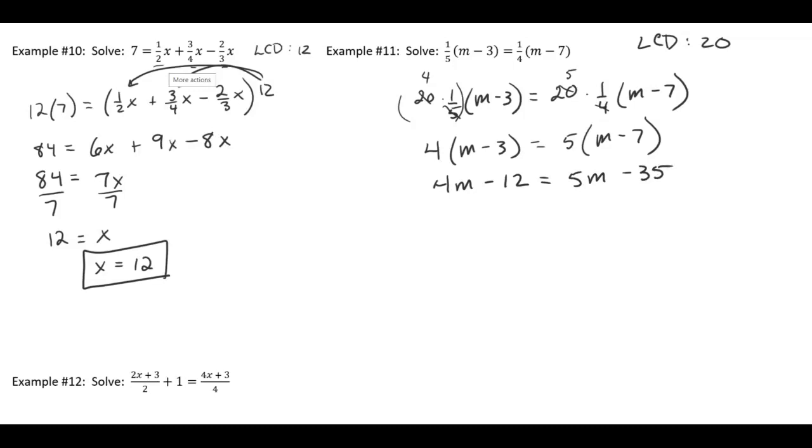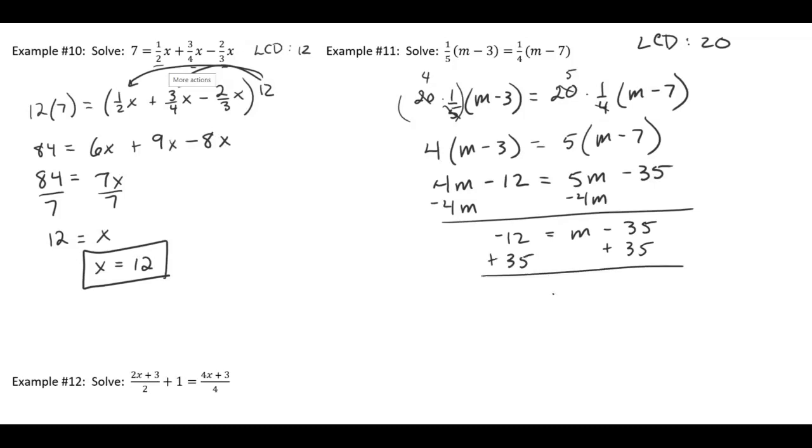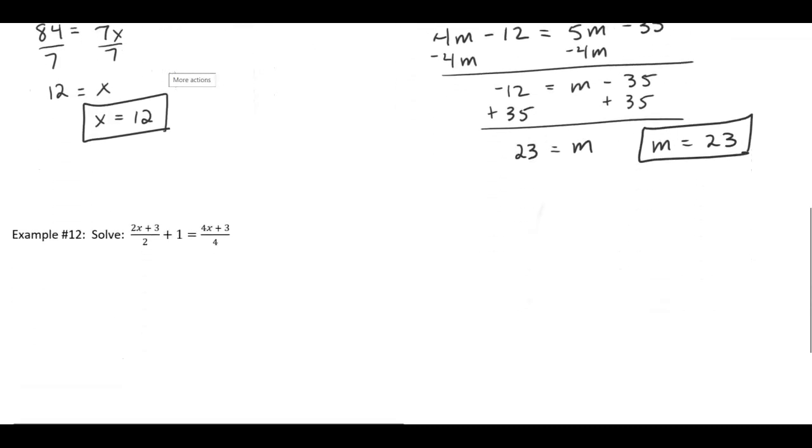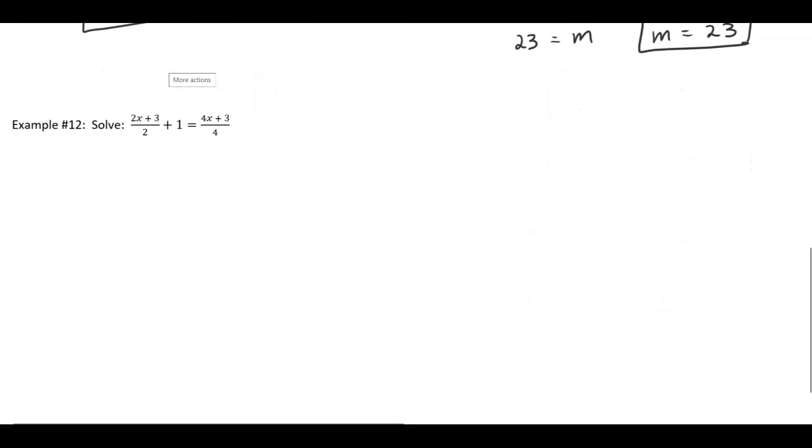Okay, so I follow the rules for solving an equation. I want to get the variable terms on one side, so I'm going to subtract 4m. I have negative 12 equals m minus 35. I'm going to add 35. And what do I get? m. And on this side I get 23. Okay, so m equals 23. And you can check the answer. Okay, so we've got one more example, I think.